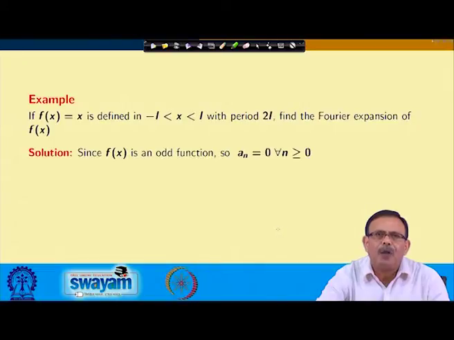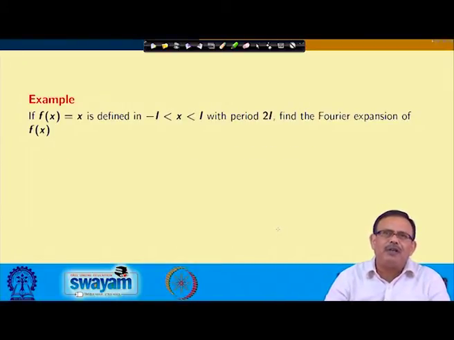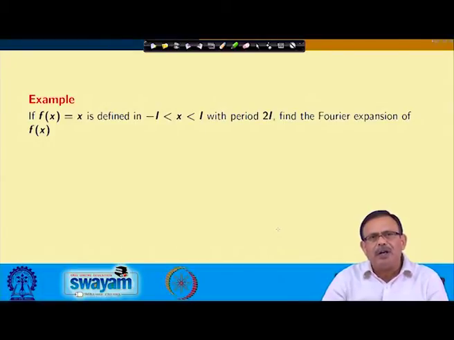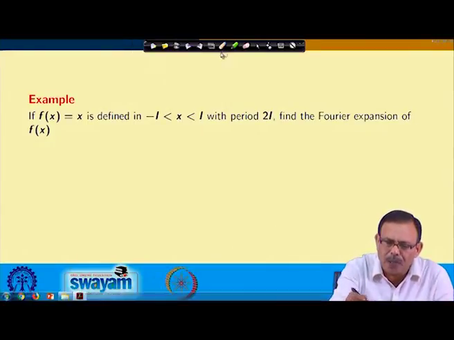And let us see, we have a function f x which is defined in the period minus L to L with a period 2L. We want to find out the Fourier expansion of this function f x, which is defined in minus L to L.